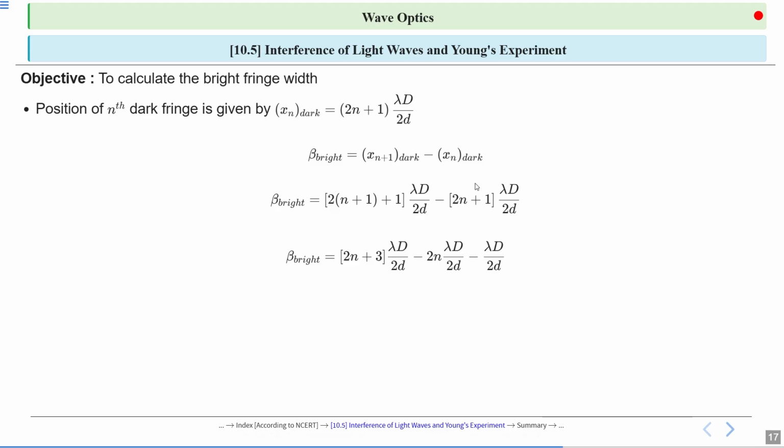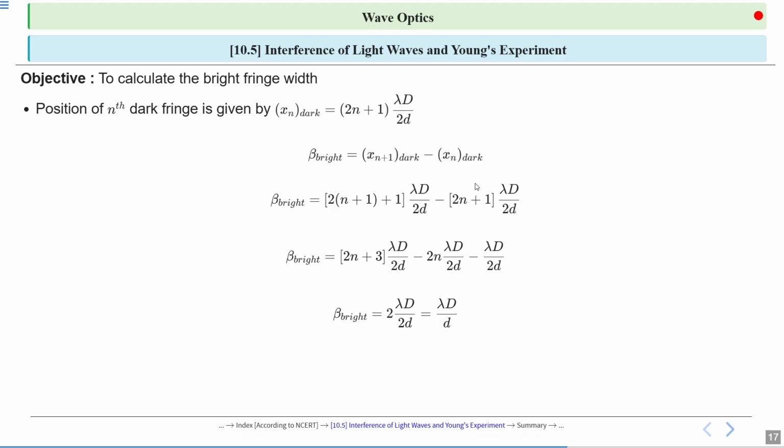Okay, so now 2n in the first term, that is 2n plus 3. So we will separate it also. So 2n lambda D upon 2d will cancel out with minus 2n lambda D upon 2d, and 3 lambda D upon 2d minus lambda D upon 2d will become 2 lambda D upon 2d. Okay, so finally after simplifying we arrive at beta bright equal to 2 lambda capital D upon 2d.